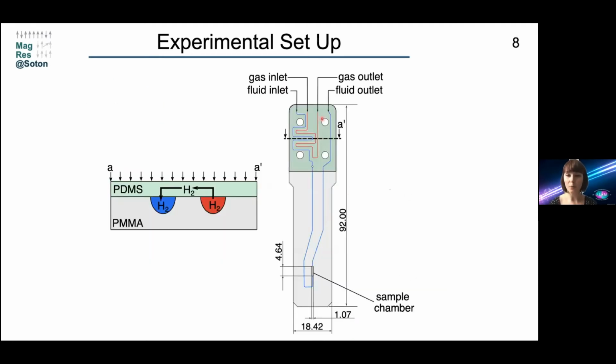This is the top view of the chip. The precursor solution is delivered in the blue channel right here. The hydrogen is delivered into the red channel, and the green signifies the PDMS membrane. Hydrogen penetrates the PDMS membrane, which acts like a bridge, and dissolves into the solution channel.